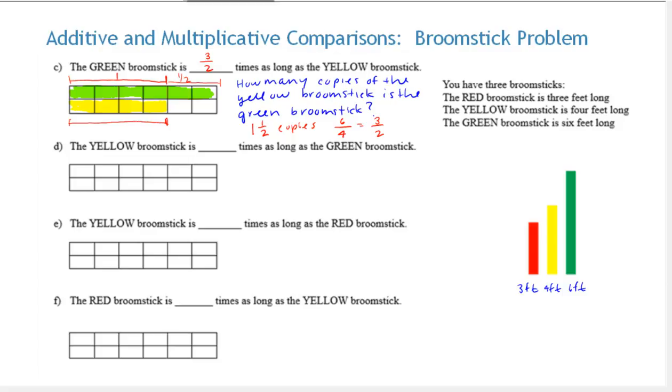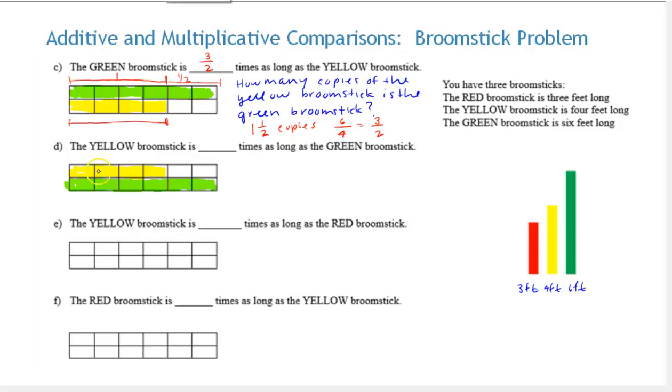Now here we're going to compare the yellow broomstick to the green, but the green is going to be our unit of measure. So there's the yellow, and here's the green, and notice I shaded them in different places. Okay, so this is our unit of measure, and the first one we want to see how many copies of our unit of measure are in the top one, the yellow one.